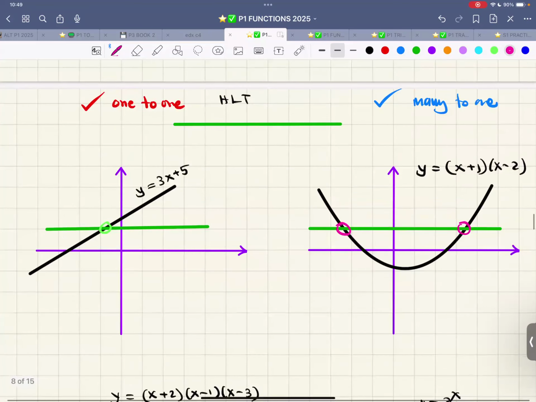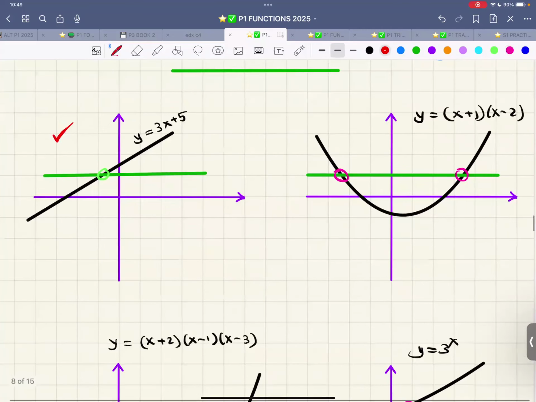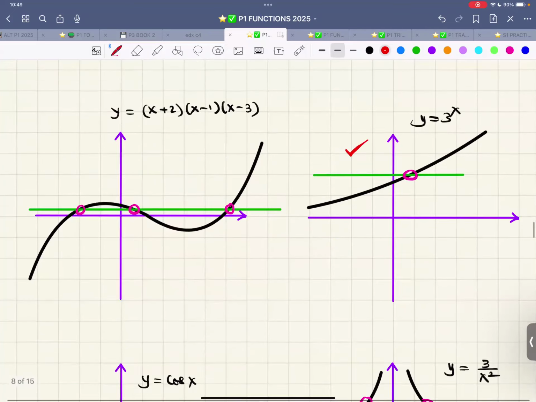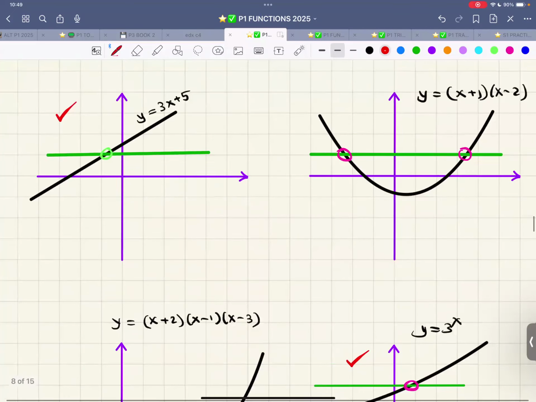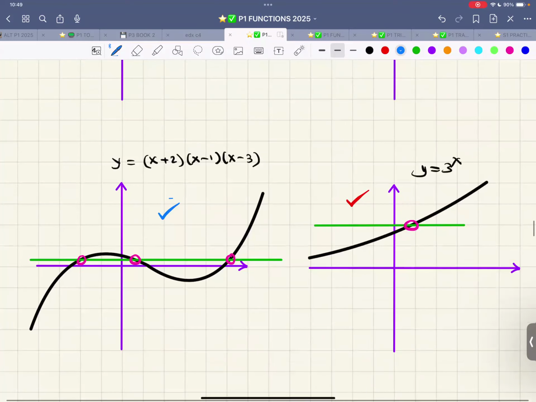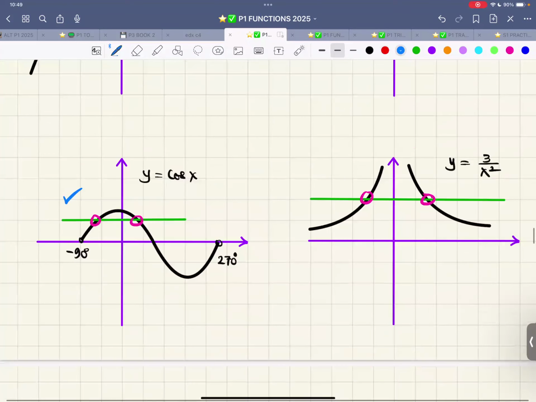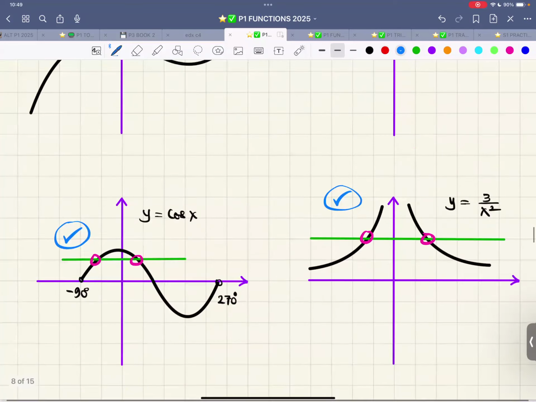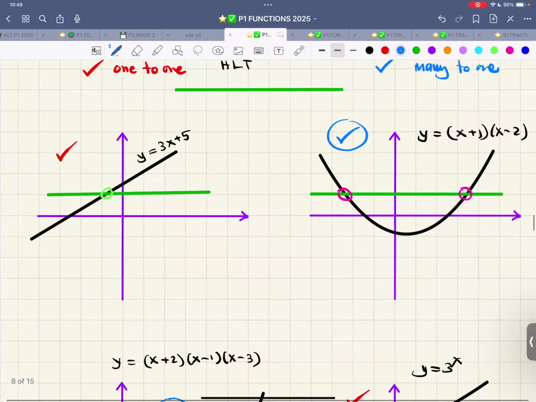So this is a one-to-one function. Therefore, this is a one-to-one function. This is a one-to-one function, and that's it. This is many-to-one. This is many-to-one. This is many-to-one.